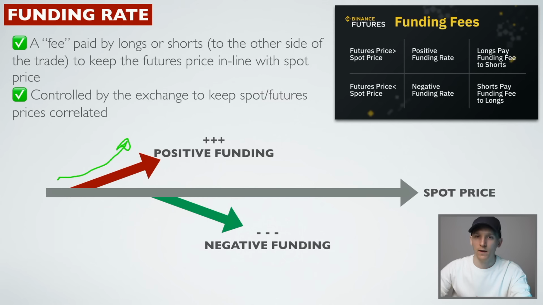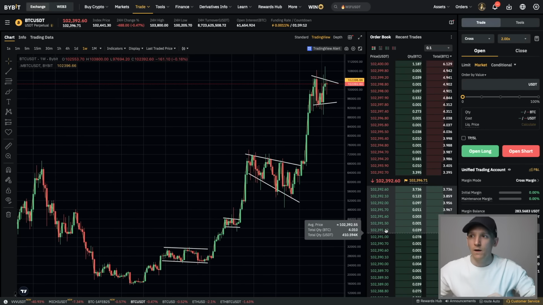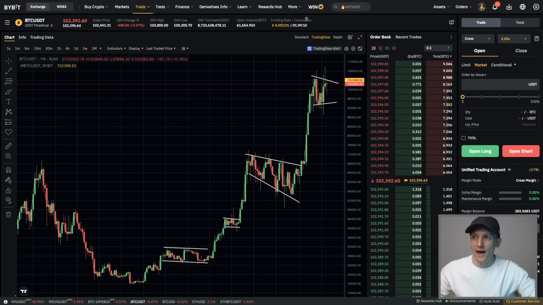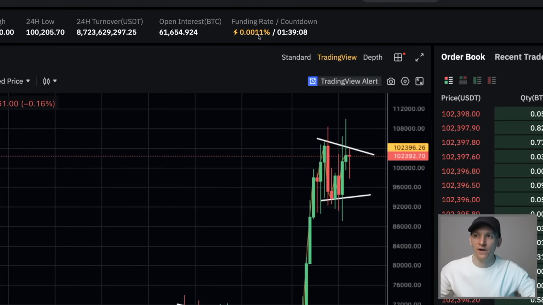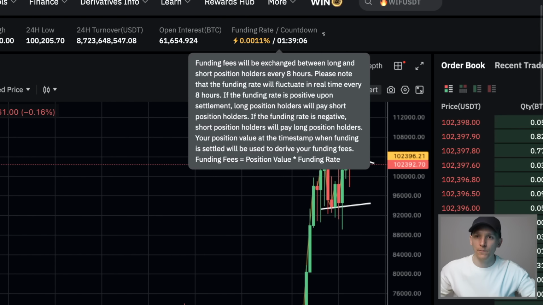Now, if the price moves down and there are too many sellers and the futures price moves below the spot price, that's known as negative funding, where short sellers will be paying that fee to long buyers to incentivize buyers to come in and move the price back up. The exchange wants the price to meet the spot price exactly. So that's how funding works. You can see the exchange here and what they do with funding. This is the funding rate. This is only on perpetual futures.